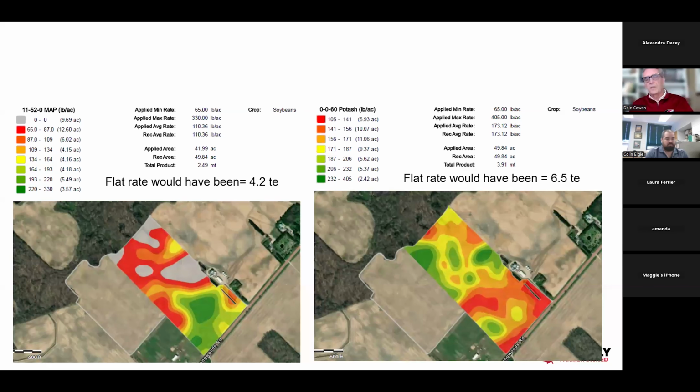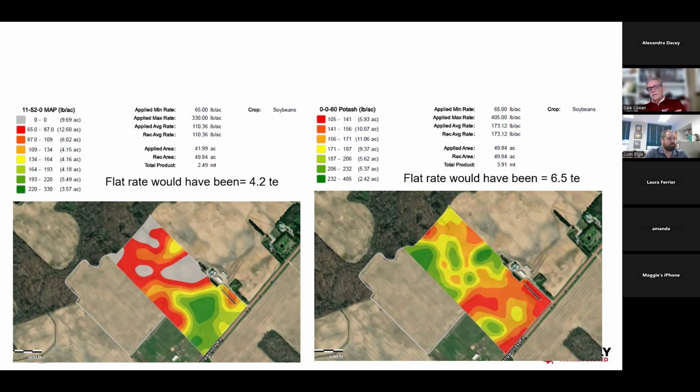And then putting it all together, putting it in the system, letting the algorithm run, you see that on average, the flat rate for phosphorus would be 4 ton. We're just under 2.5 ton variable rate, and potash would be a flat rate of 6 ton. We're just under 4 ton of potash on that field. And you can see in the phosphorus, in that gray area, there are areas not getting any phosphorus fertilizer at all. That corresponds to what I talked about there.